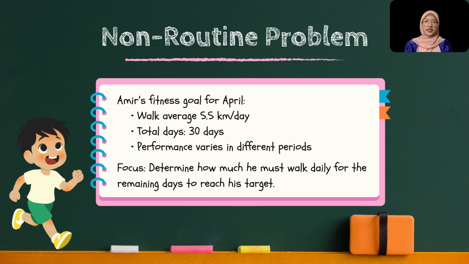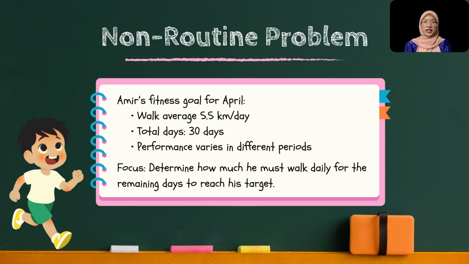Here is the real life's problem situation. Amir set a fitness goal for April. He wanted to walk an average of 5.5 kilometers per day for 16 days, since April has 13 days in total. However, his performance was not consistent, meaning that sometimes he walked more, sometimes he walked less. So our focus is to determine how much Amir must walk daily for the remaining days to reach his target. This is a practical example of how reasoning helps in planning and improvement.